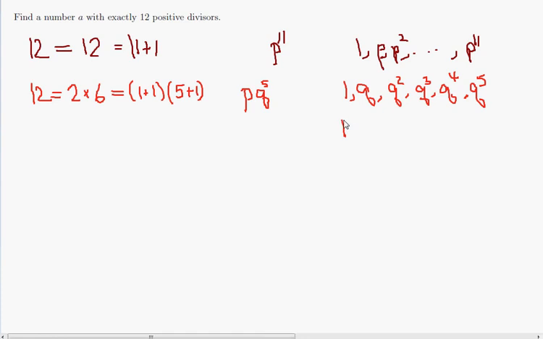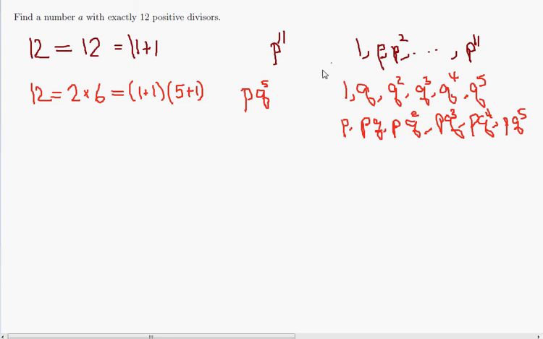And the other possibilities would be p times q, p times q squared, p times q to the third, p times q to the fourth, and p times q to the fifth. So that is a second form that would work. So for example, 3 times 2 to the fifth, which is 96, would have 12 positive divisors. And you should convince yourself that that's the smallest number that has 12 positive divisors in this form.